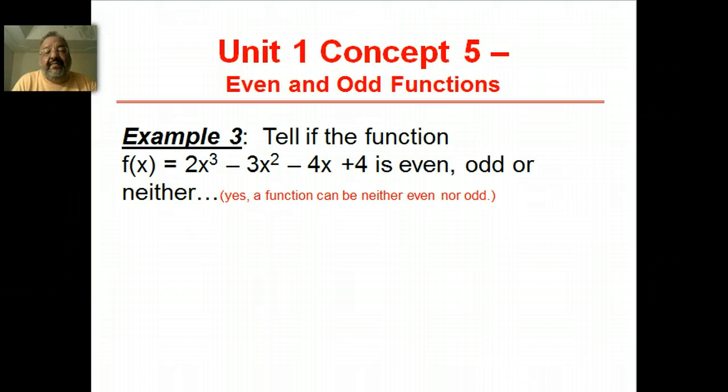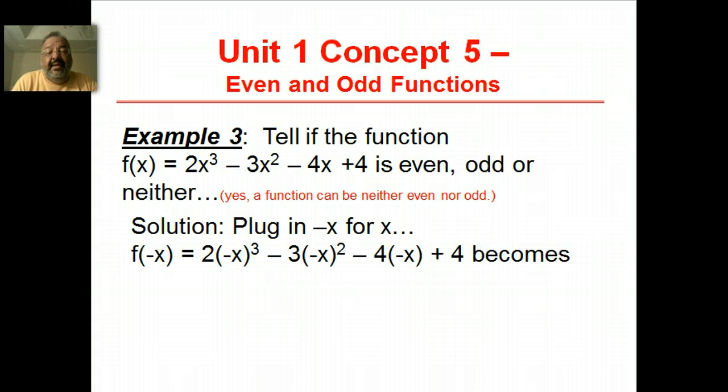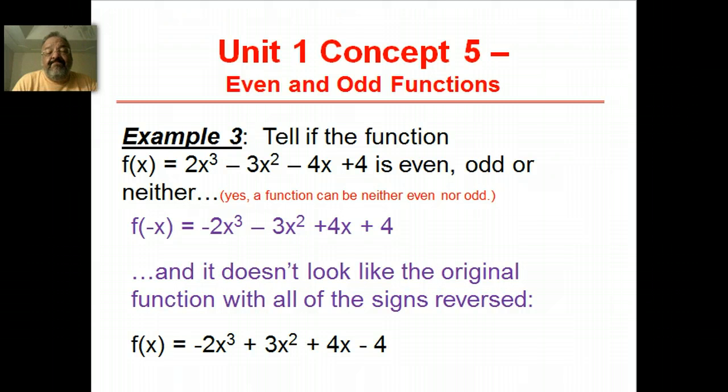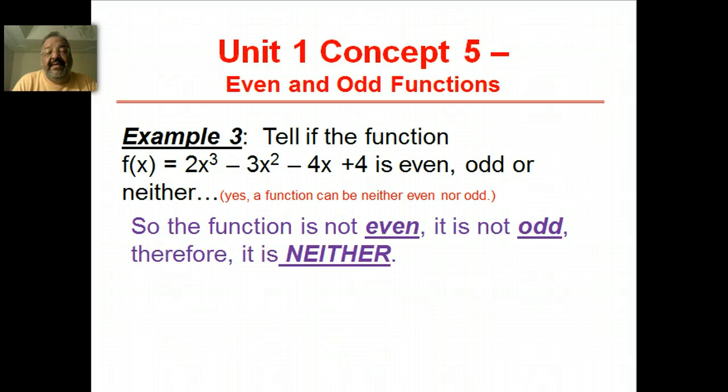Example 3. Tell if the function is even, odd, or neither. And yes, you can have functions that are neither even nor odd. So plug in negative x for x everywhere you see it. Plug it all in, simplify it. Now does this purple function here look like the original function? Well, no. Does it look like the original function with all the signs reversed? Nope. So this function is neither even nor odd. You just say it's neither. That's it.